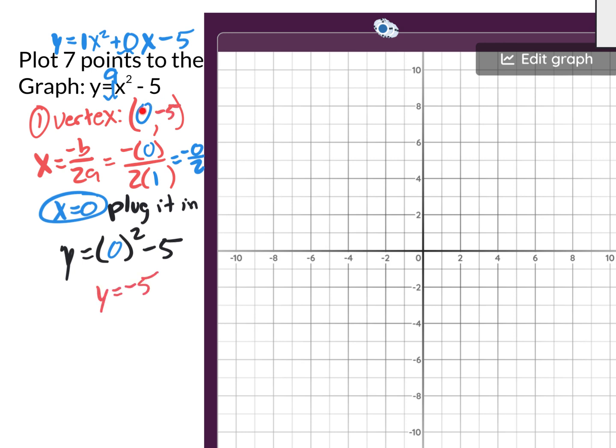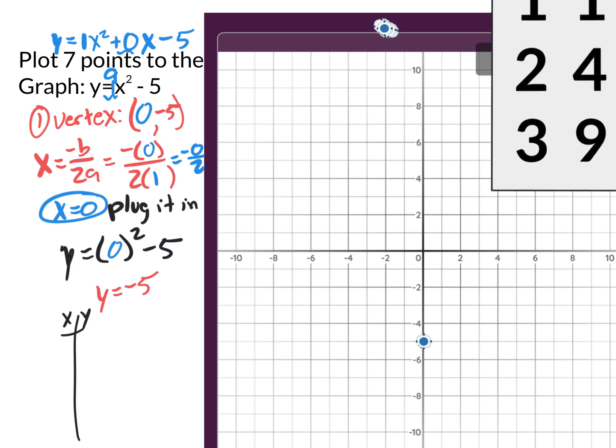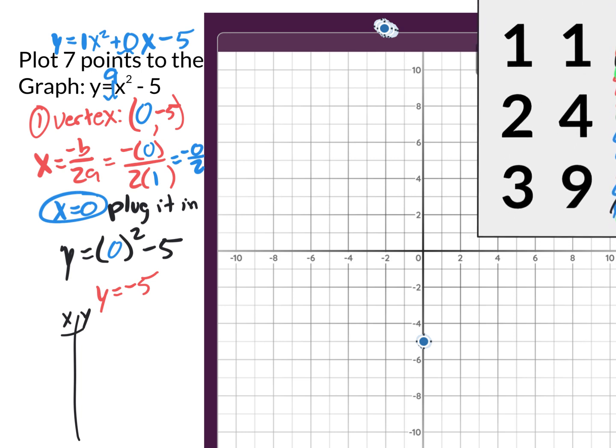So once you have this most important point, once you do all this work on your paper, then you go to your Chromebook and you plot that point, 0, -5. So 0, -1, 2, 3, 4, 5, you put a dot right there. And then from there, you could go for an XY table and plug in some numbers and pull out some answers, which is not what I recommend. I recommend that you recognize that when your a value is 1, you could use the pattern 1, 1, 2, 4, 3, 9. Okay. So this is opening up.